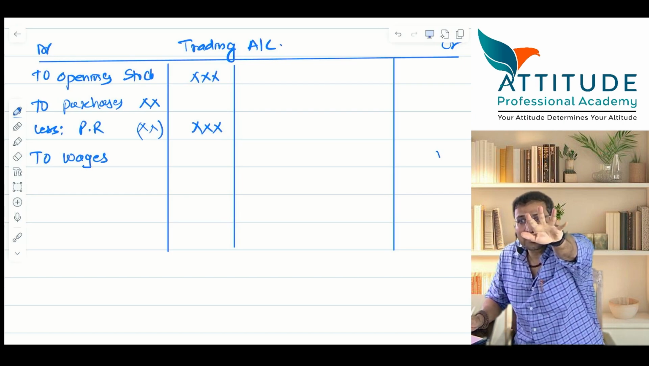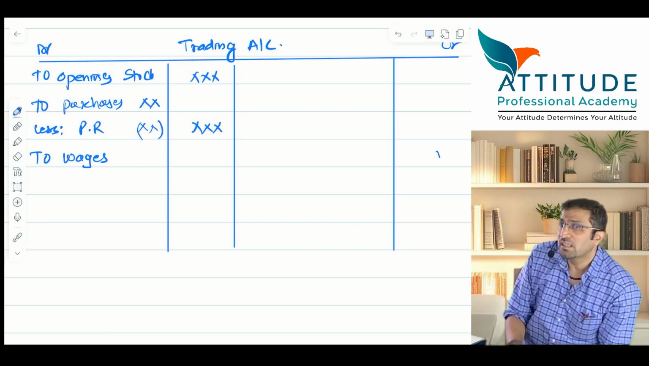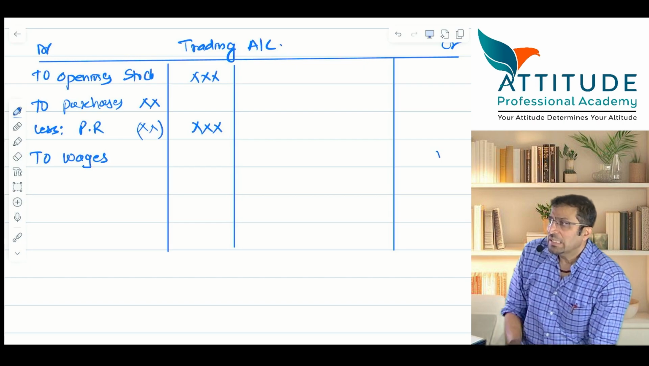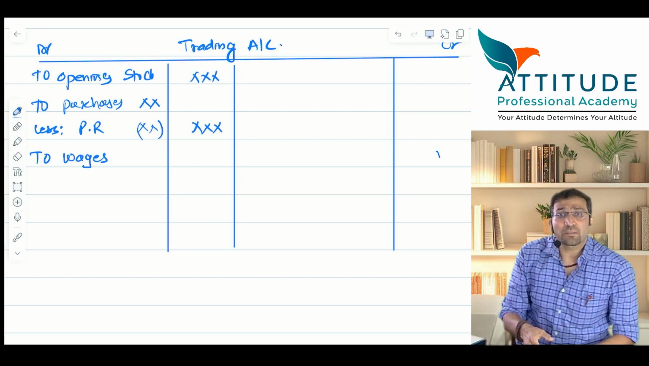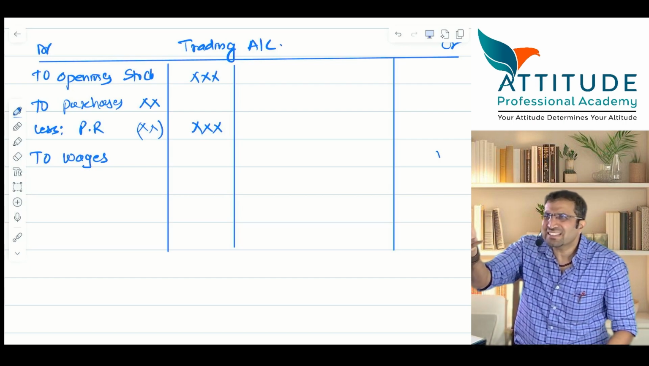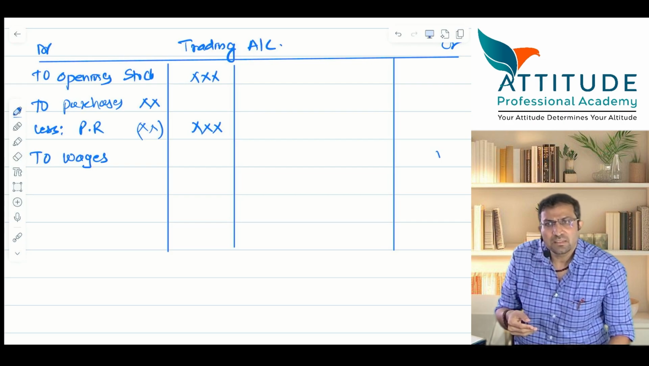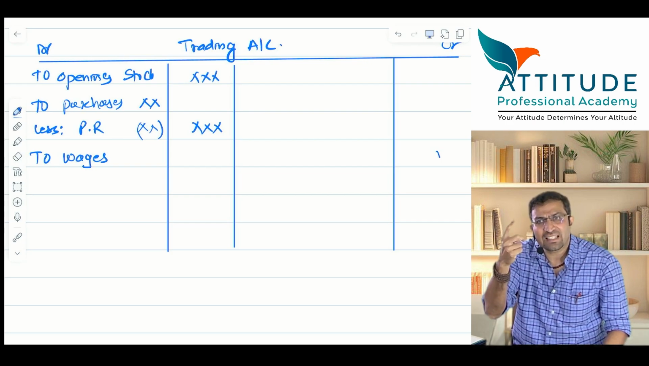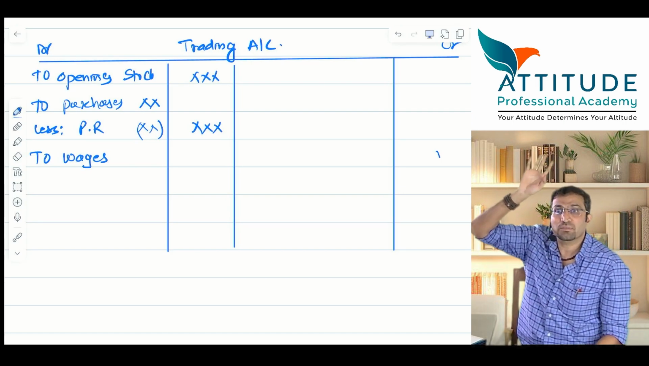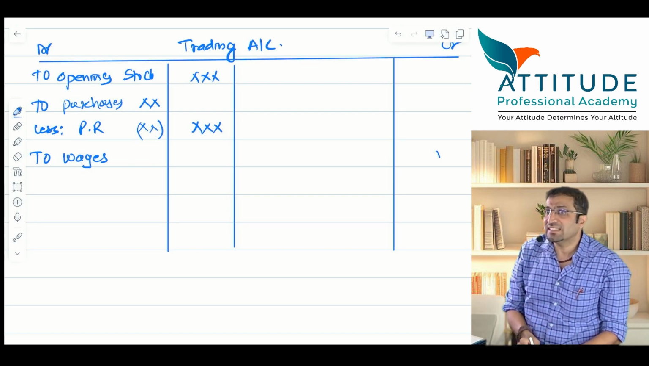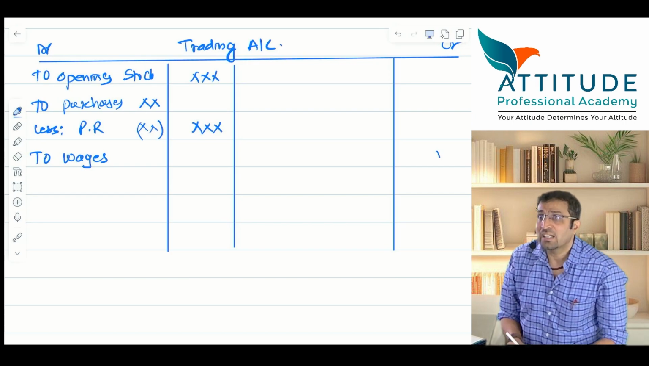Hello, to wages. What are these wages? Give me some examples of wages. Wages means what? Sir, wages means wages. Wages means wages. You have studied in your second year, first year. Wages will come in trading account. Salaries will come in profit and loss account. But you don't know what is the difference between wages and salaries. Anybody can tell me what is the difference between wages and salaries?